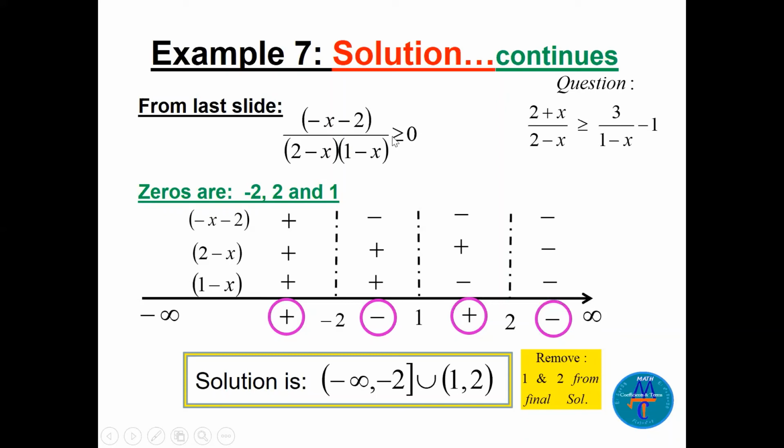Now remember, we need greater than 0. Greater than 0, we choose the plus. See the plus here, minus infinity to minus 2.